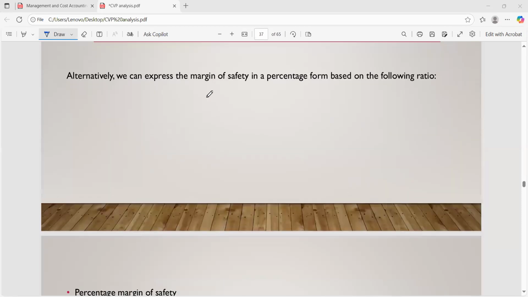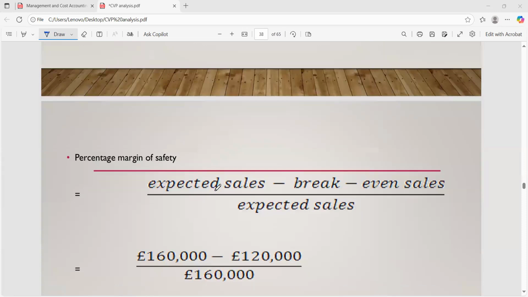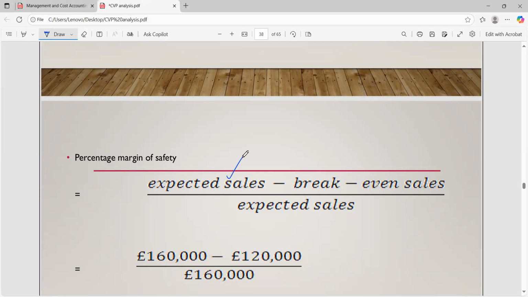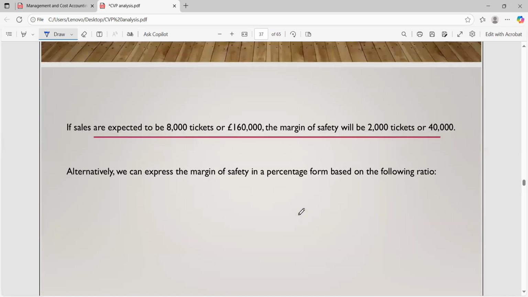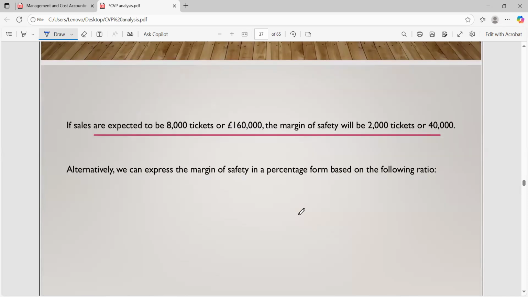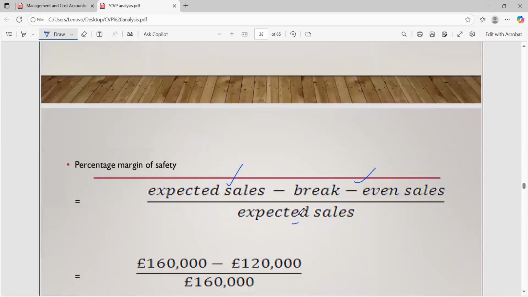So the margin of safety has a formula which says the expected sales minus the break-even sales, all divided by the expected sales. They'll give you an expected sales in the question. And when you determine your break-even sales, you subtract it from the expected sales and divide it by the expected sales in the question, and that will give you your margin of safety. Now, margin of safety can either be in terms of value or in terms of percentage. So be careful.